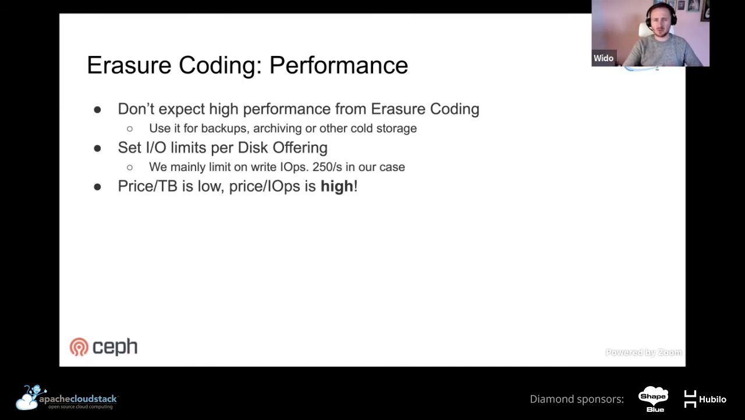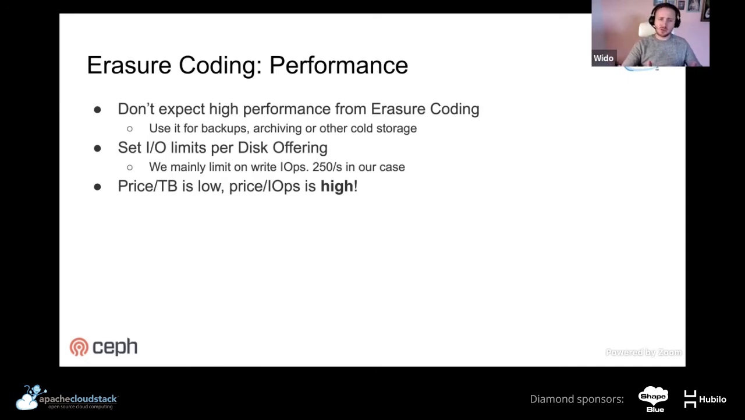We limit to 250 write IOPS, and I think to 100 megabytes per second. That's what a single VM can write. Otherwise, you can have a single VM quickly overloading your Erasure coded cluster because it just overwhelms the system with IO.